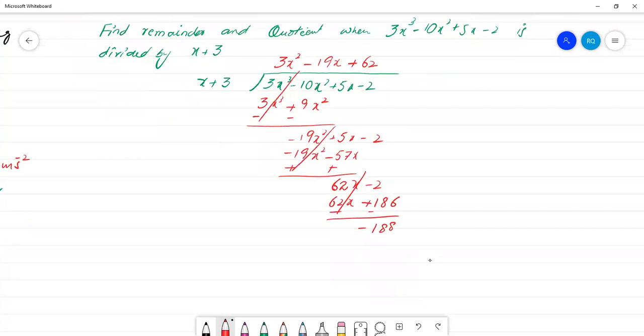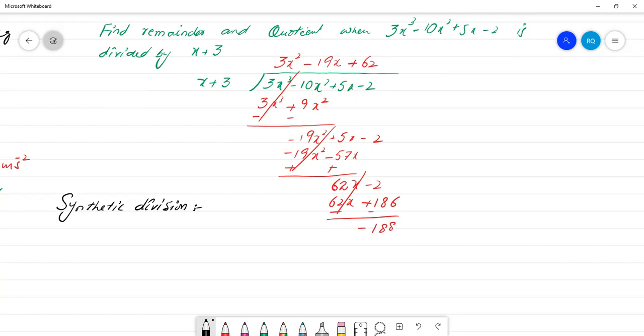All type of the questions of the factors, all type of the questions of the divisors, all type of the questions of quotient you can solve with the long division method. But there is another method. That method is called synthetic division. It is also the method to find the remainder and quotient. It is also a method.